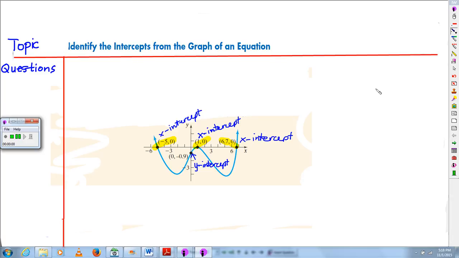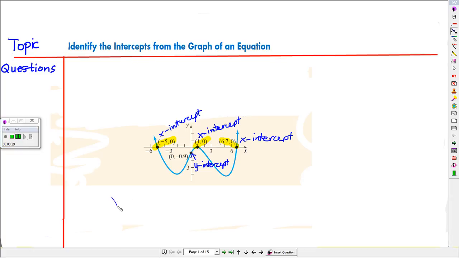In this video, we are going to identify the intercepts from the graph. Let's look at this graph. You can see that the graph crossed the x-axis 2 times and touched the x-axis 1 time. So at these 3 points, when the graph crossed or touched the x-axis, we call them x-intercepts.